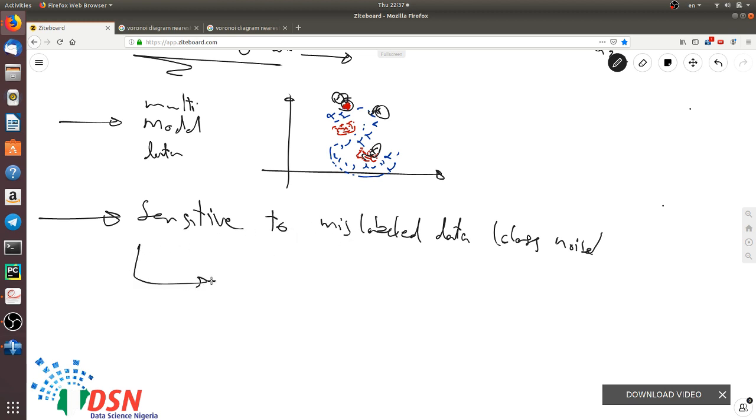So what is the solution? Could we actually mitigate this problem? Yes, the answer is actually yes. We could actually smooth the output by having k nearest neighbors.